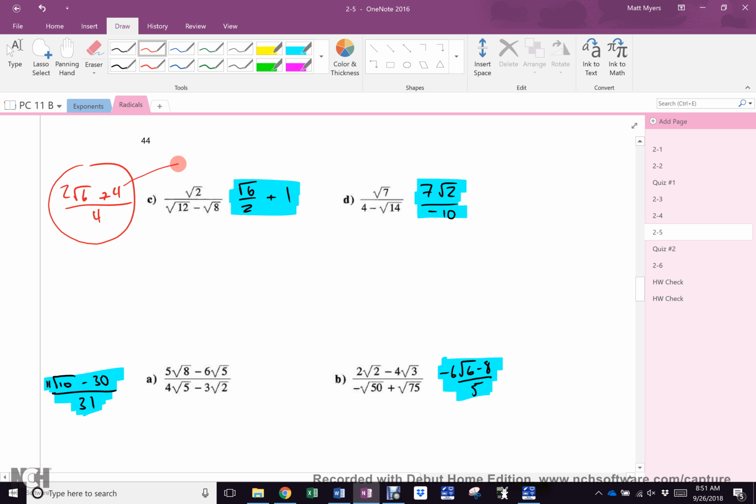And this becomes this. If you're not sure why, I'm more than willing to show you. Okay, this is 2 root 6 over 4 plus 4 over 4, correct? What happens with the 2 and the 4? The 2 cancels, the 4 becomes a 2. Root 6 over 2, right? And what's 4 divided by 4? 1. Root 6 over 2 plus 1.